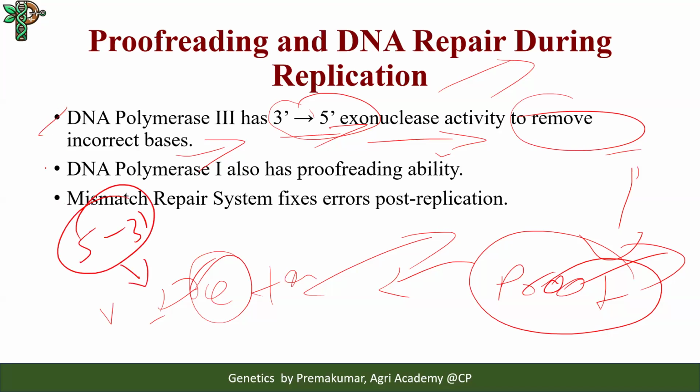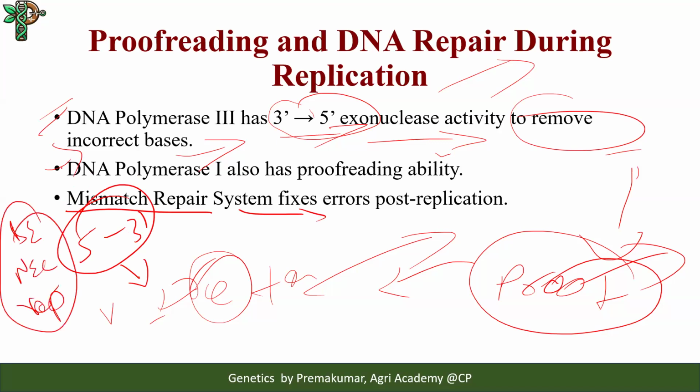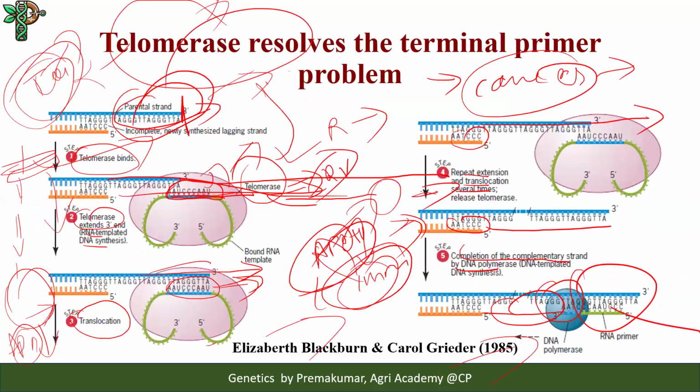Then along with this, there are several repair systems, like the mismatch repair system, base excision repair, nucleotide excision repair, and recombination repair. I'm not going to discuss that. First, you should read what the repair mechanisms are and how proofreading happens, and which property of the polymerase enzyme is actually involved in the proofreading activity. These are very important. Okay.